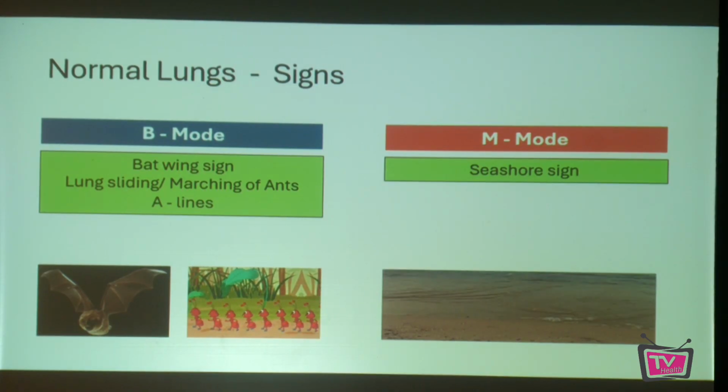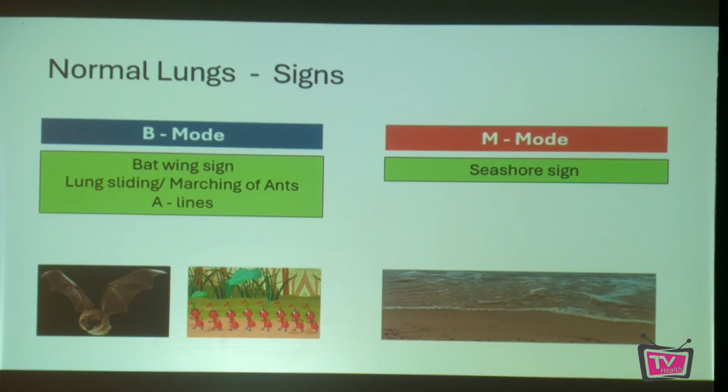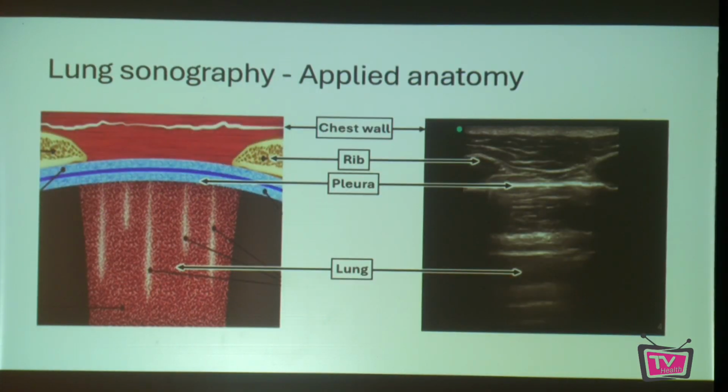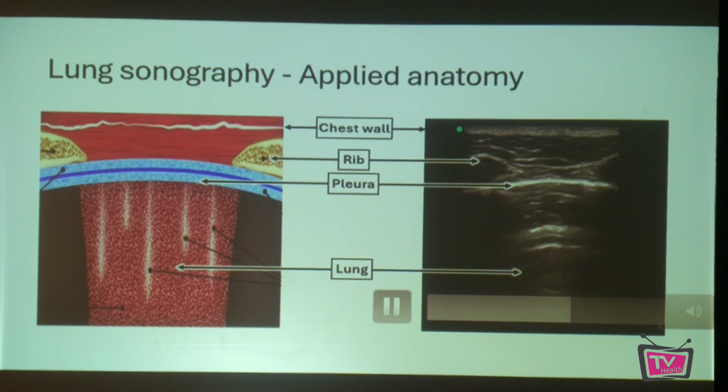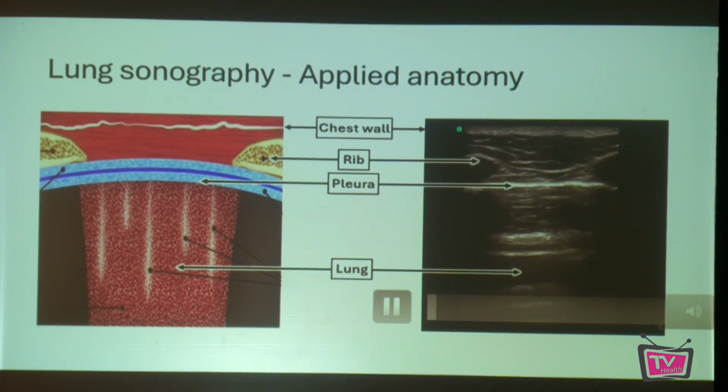So what you see on the B mode is the classic bat wing appearance. You can see here this white line, and there is a reverberation image of another one. This is called the A profile, and it is classically called the marching of ants.